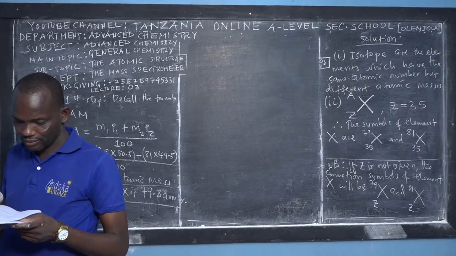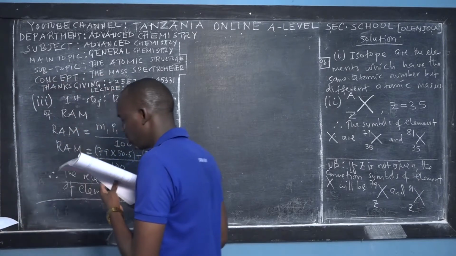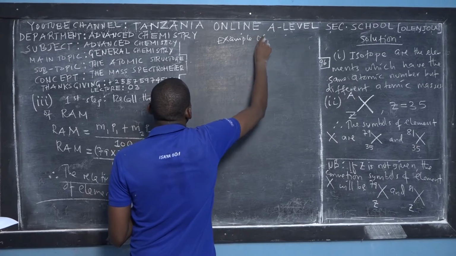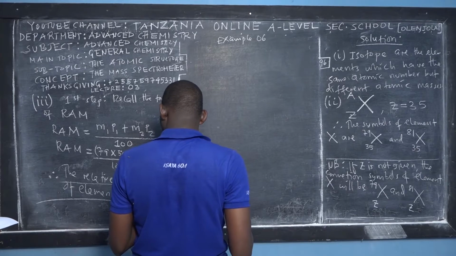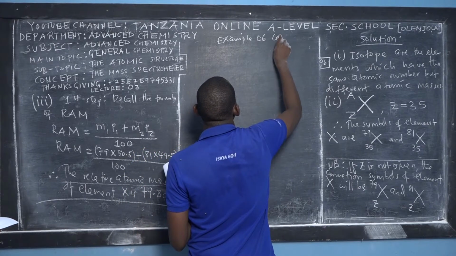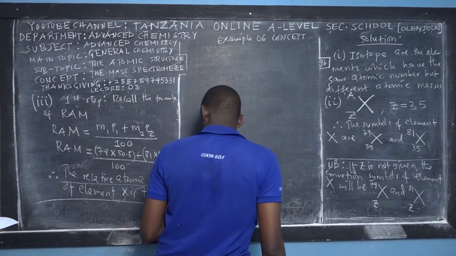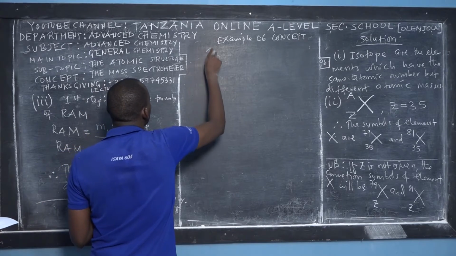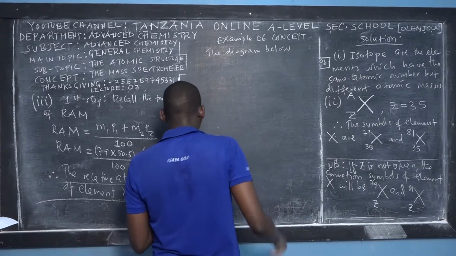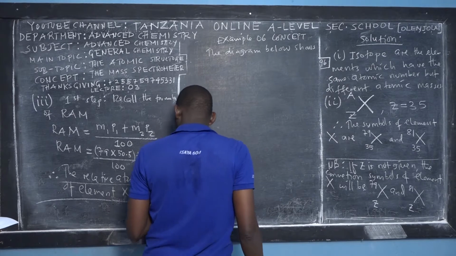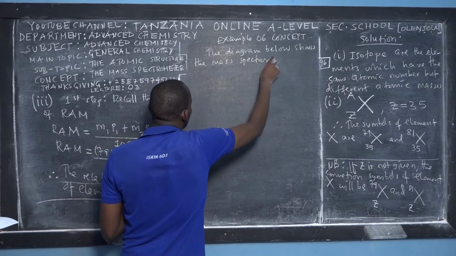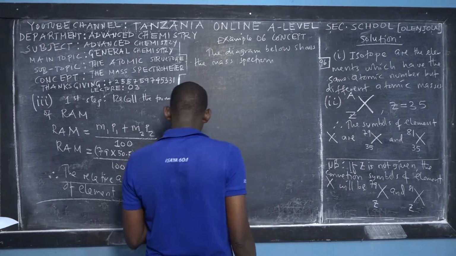So let me go to example 6, which is a little bit different in its structure, but is still simple. Example 6. Concept. The diagram below shows the mass spectrum of magnesium.